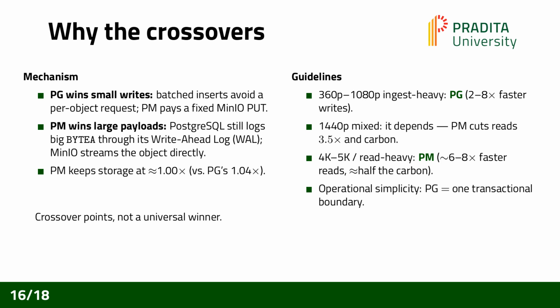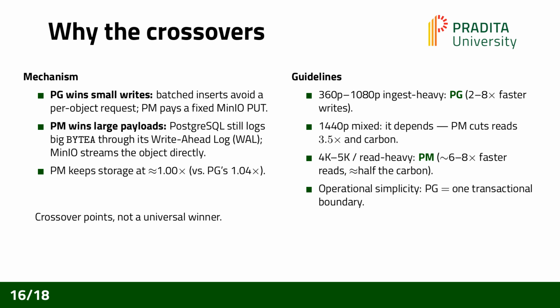So why do these crossovers happen at all? The mechanism is straightforward once you see it. Inline PG wins on small writes because its batched inserts avoid a per-object network request, whereas the hybrid must pay a fixed MinIO PUT for every single image. But the hybrid wins on large payloads because PostgreSQL still logs those big BYTEA values through its write-ahead log, doubling the work, while MinIO simply streams the object without that overhead. And on storage, the hybrid stays at essentially 1.00 times against inline's 1.04.